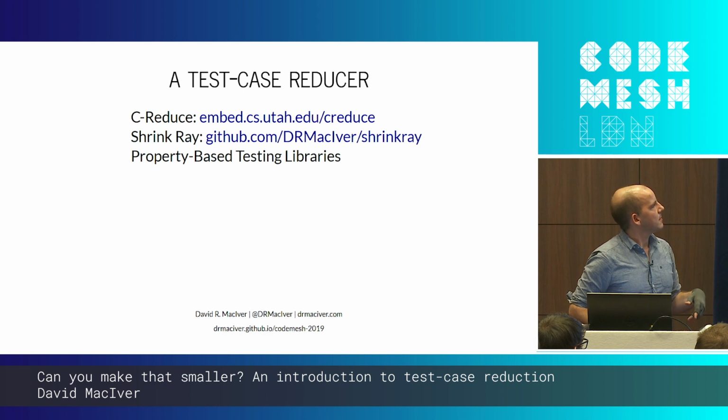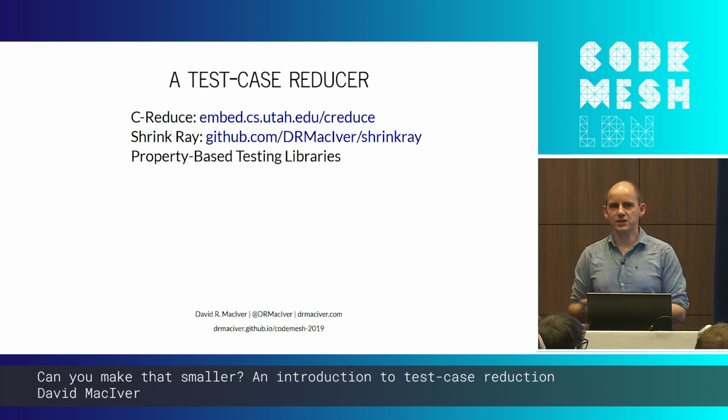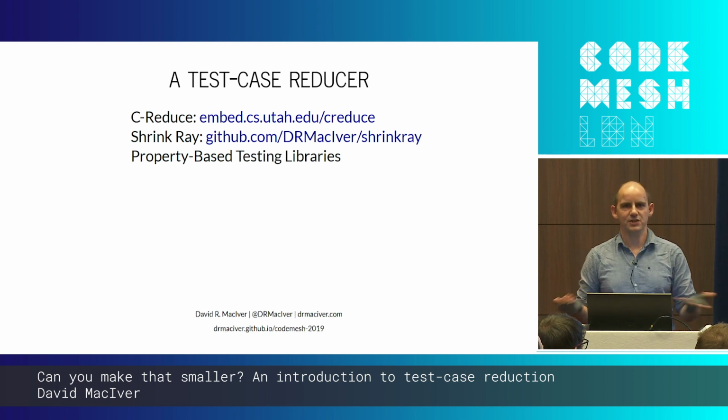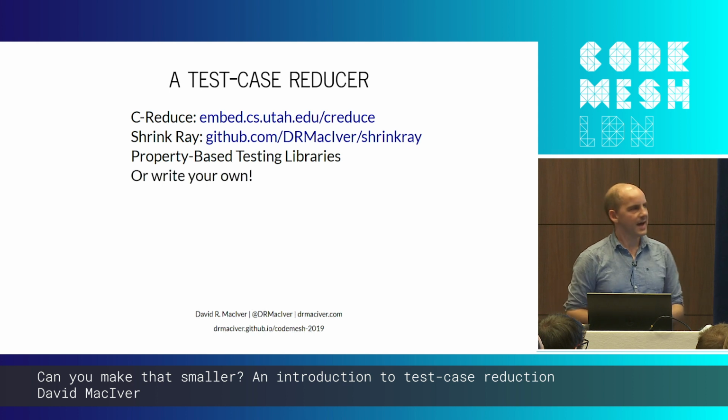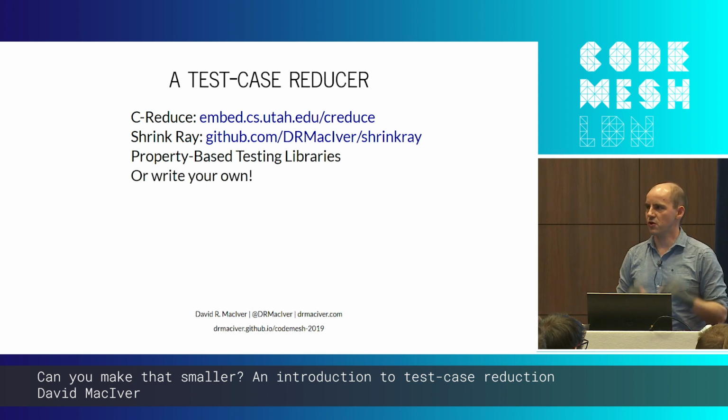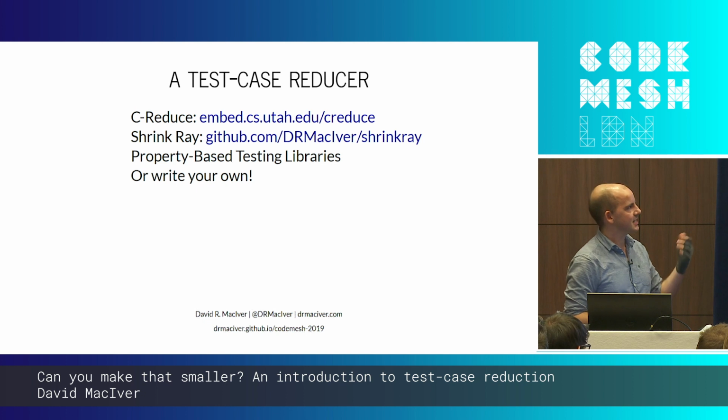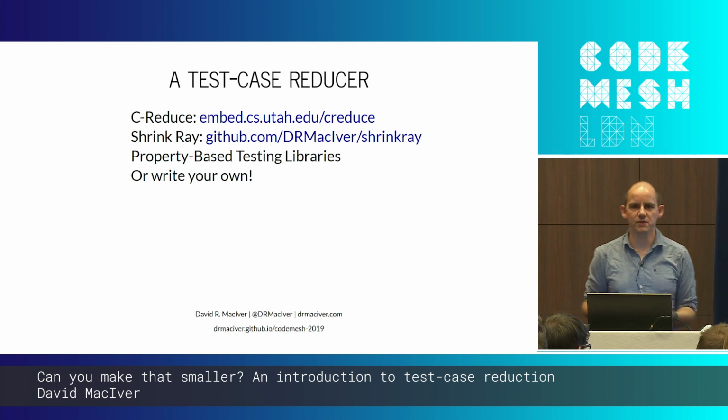And if you're using property-based testing libraries, you're definitely using test case reduction. It's just, as I said, called shrinking there. They are essentially the same thing, though. And you can write your own test case reducers. Test case reducers are not hard to write. Writing a test case reducer at the level of C-reduce or shrinkray, that's hard to write. But if you have a specialized problem that needs test case reduction, you can write a test case reducer in like a couple hundred lines of code. It's very easy. We'll see one later.